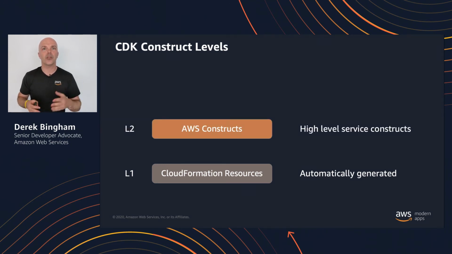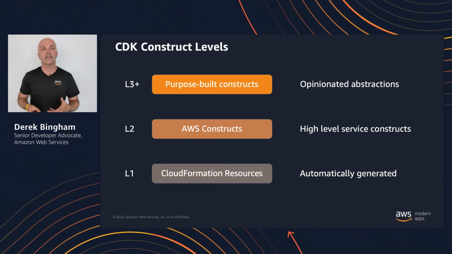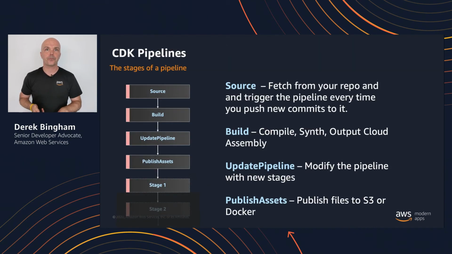And then if we go up the abstraction layer a little bit more, we get to L2, which is the CDK core libraries. So like Lambda, API Gateway that I showed you in the last demo, those are L2 constructs. And then finally, the last level is the purpose-built L3 constructs. And that is an even higher level of abstraction, and that is where CDK Pipelines fits in.